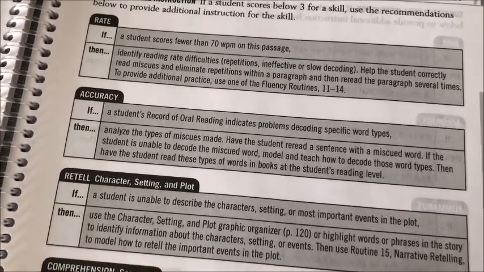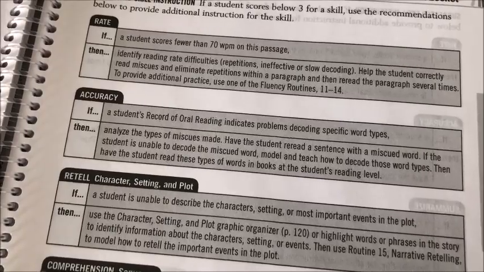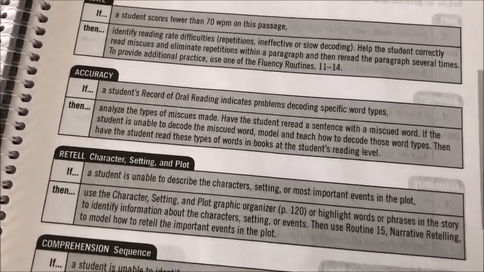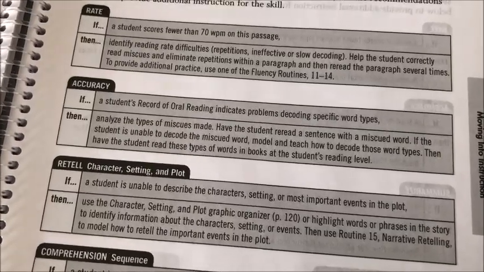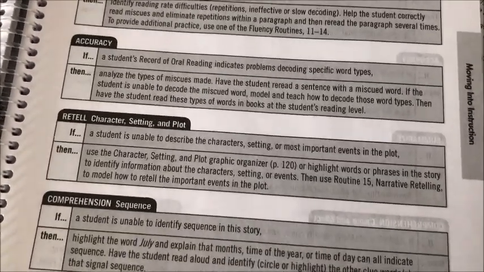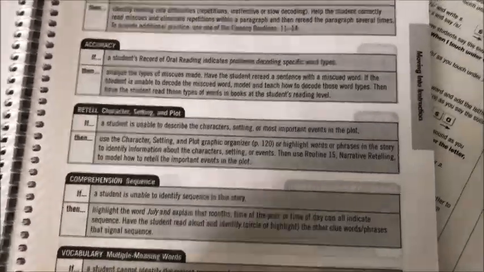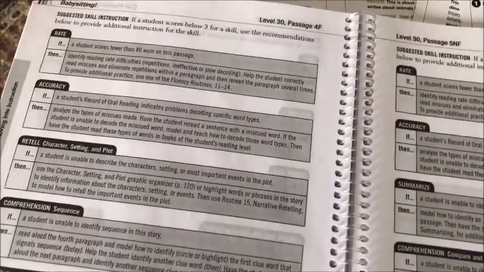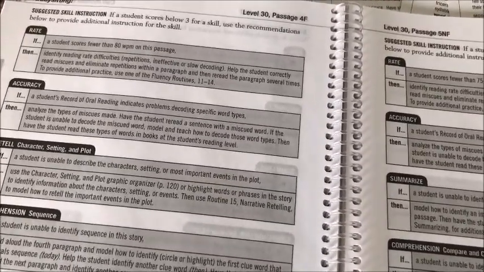Accuracy, if students' record of oral reading indicates problems decoding specific word types, then the teacher will do these specific things to improve that area. Retell and comprehension. And these if-then strategies are provided for every passage in the progress monitoring component.